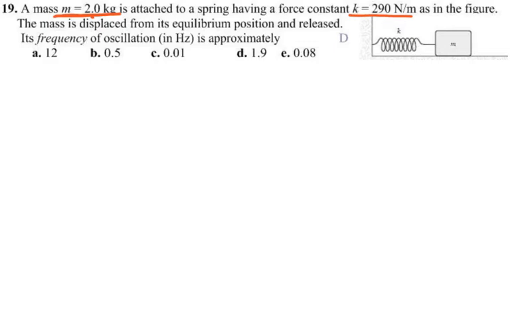So the mass on the spring is given, 2 kilograms, attached to a spring having a force constant of K 290, as in the figure that's shown. The mass is displaced from its equilibrium position and released. Its frequency of oscillation is approximately. So I can find the period. The period is 2 pi for the spring, times the square root of m over k.